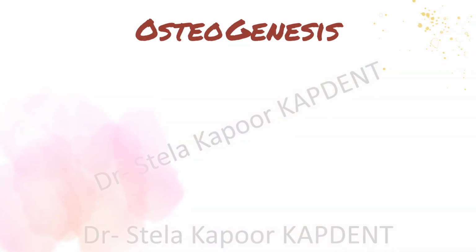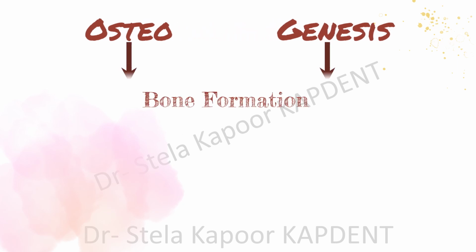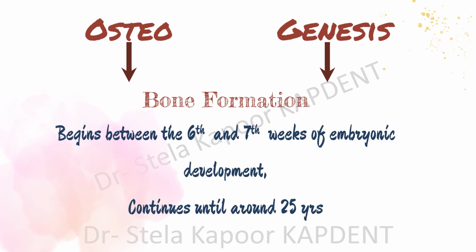The term osteogenesis is derived from two words, osteo meaning bone and genesis meaning formation. Therefore, osteogenesis is the process of bone formation. It usually begins between the 6th and 7th week of embryonic development and continues until around 25 years of age.